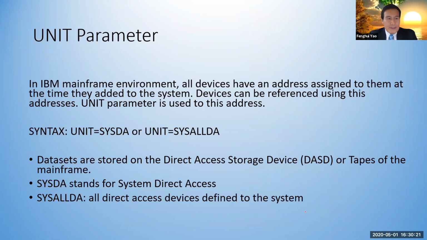Next, the unit parameter. In an IBM mainframe environment, all devices have an address assigned to them at the time they are added to the system. Devices can be referenced using these addresses. The unit parameter is used for this address. The syntax for the unit parameter is here: UNIT equal to SYSDA, or UNIT equal to SYSALLDA.